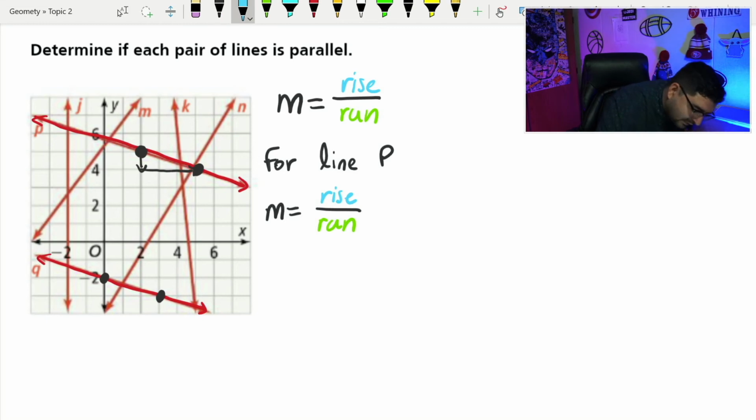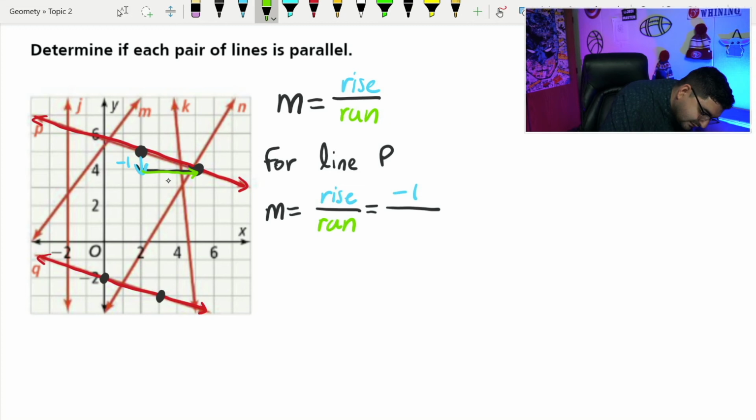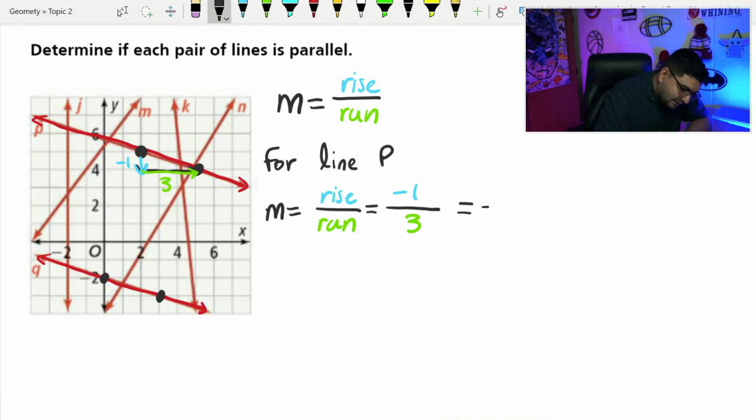Well, that vertical movement of going down 1 space is what we call our rise. And because it went downward, we actually make that negative. So this would be a -1. So I'm going to write -1 here. That's my rise. My run is that horizontal movement, so it went to the right 3 spaces. Because it went to the right, it stays positive. If it goes to the left, it would be a negative value. So for line P, my slope just ends up being -1/3.